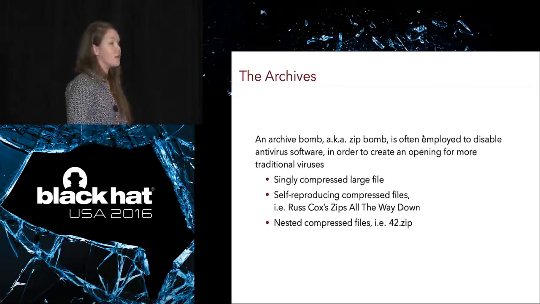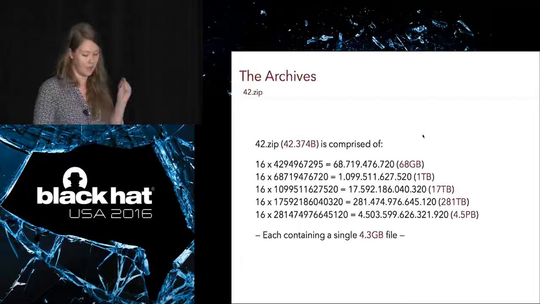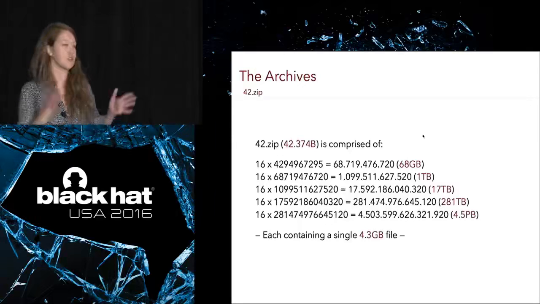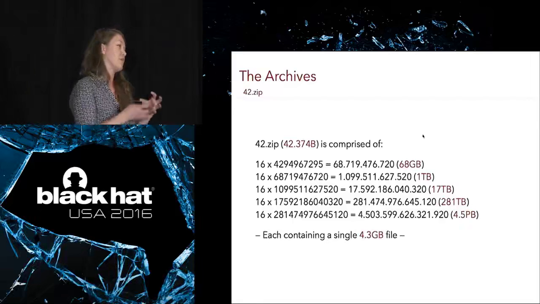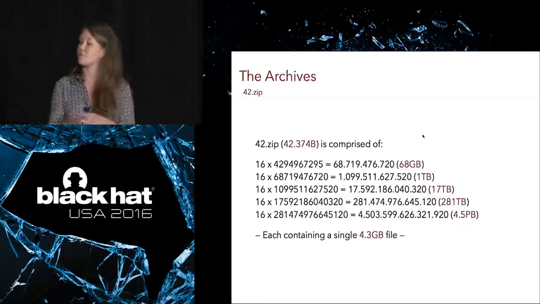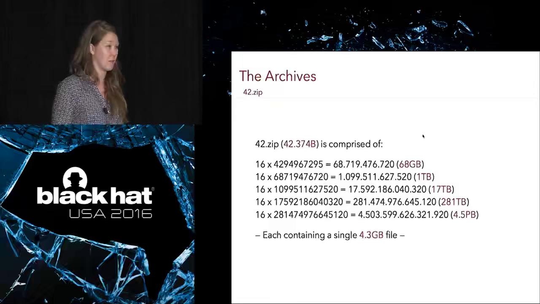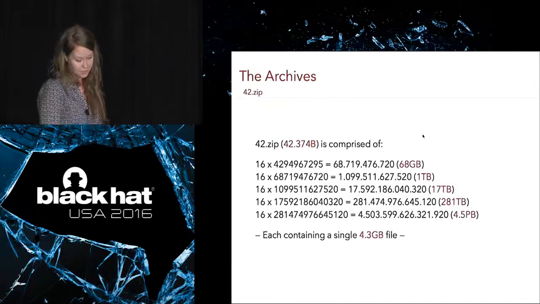For those of you who aren't, 42-zip is a 42-byte compressed file that's comprised of 16 compressed files, which in turn have 16 compressed files. This goes on for about 5 layers, at the core of which each has a 4.3 gigabyte file. So if this is fully decompressed on the system, it's going to take up over 4.5 petabytes of space, which is going to be pretty effective in knocking quite a few things out.